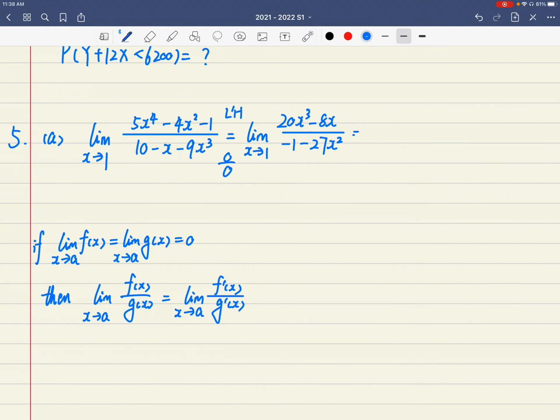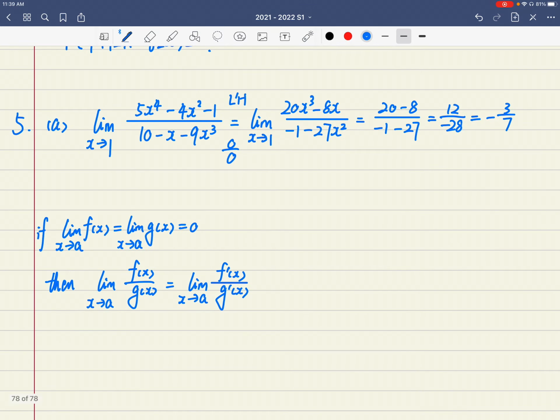And then you can use substitution. It's 20 minus 8 over negative 1 minus 27 times 1, so 20 minus 8 over negative 1 minus 27. That is 12 over negative 28, which is negative 3 over 7. That's how you use L'Hopital's rule.